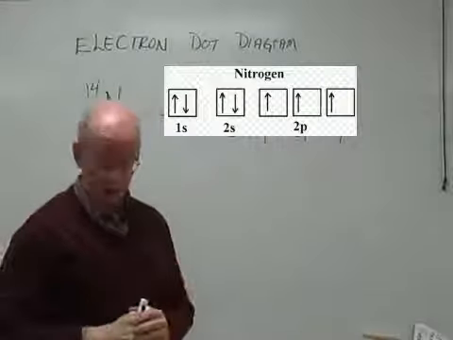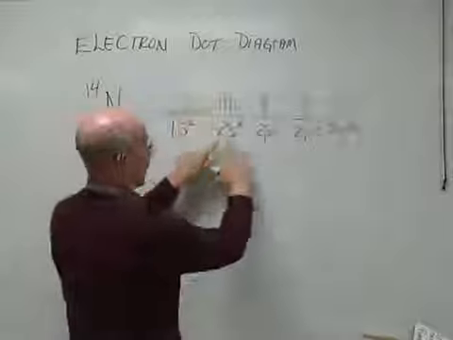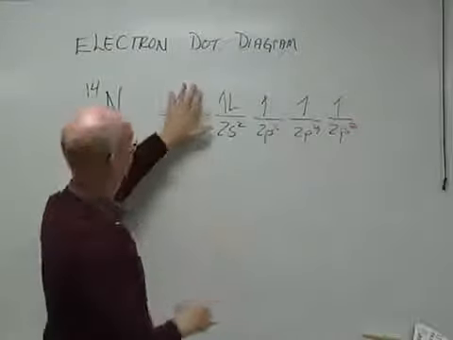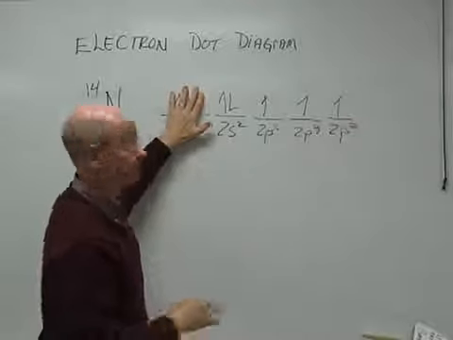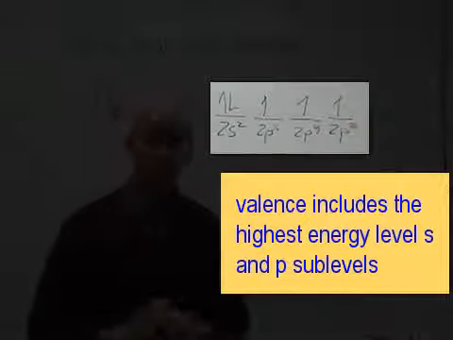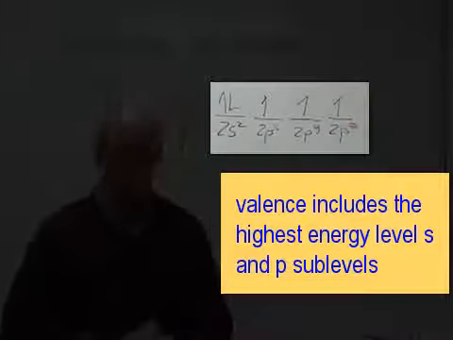The electron dot diagram is only going to focus on the highest energy level. So here's 1s, that's the first energy level, row 1. That's not part of this electron dot. Only energy level 2. And it's only going to focus on the orbitals that are involved in bonding, and that is the s and the p orbitals.